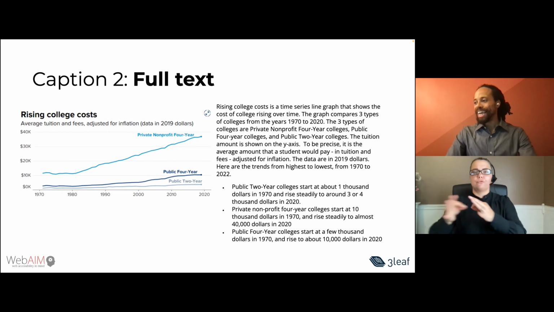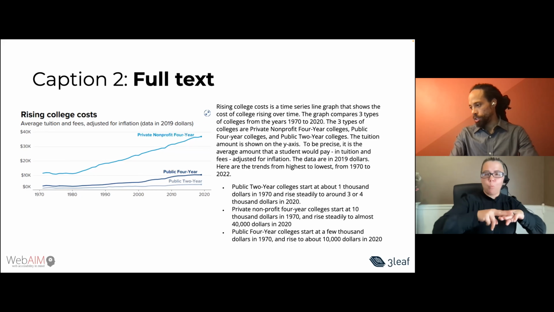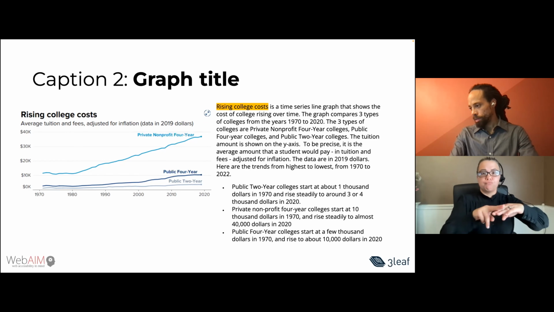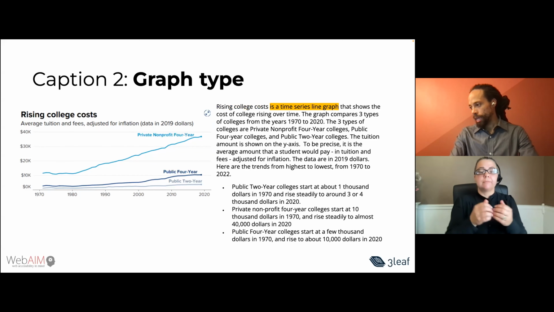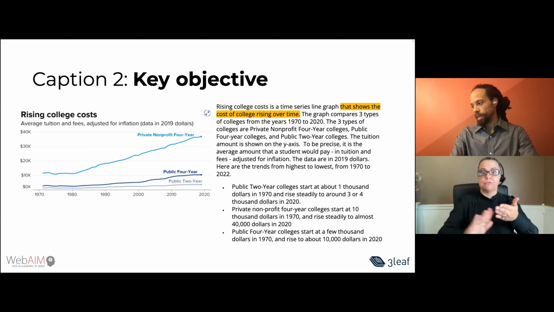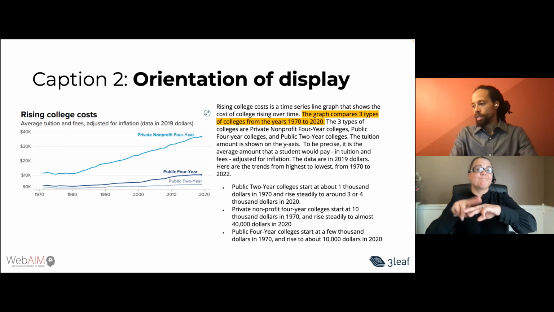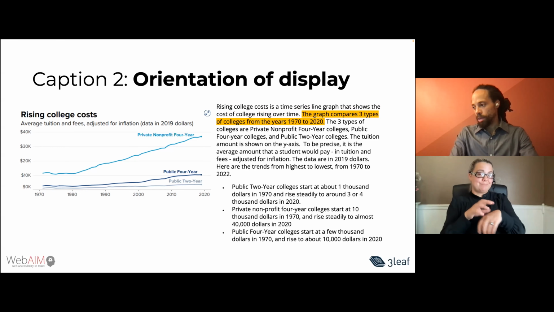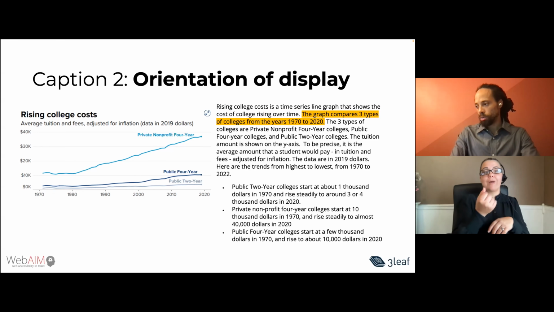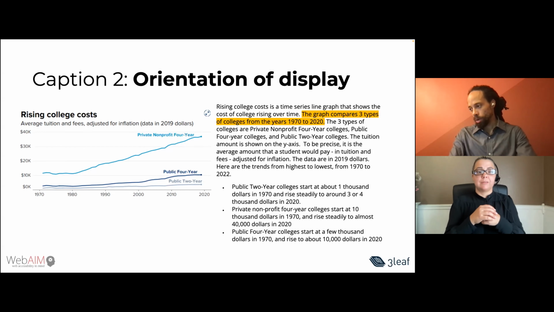Rising college costs is a time series line graph that shows the cost of college rising over time. All right, so we've got the graph title, Rising college costs. Then the graph type, a time series line graph, and then the key objective, that shows the cost of college rising over time. The graph compares 3 types of colleges from the years 1970 to 2020. Okay, so we're orienting people around what the data is doing.